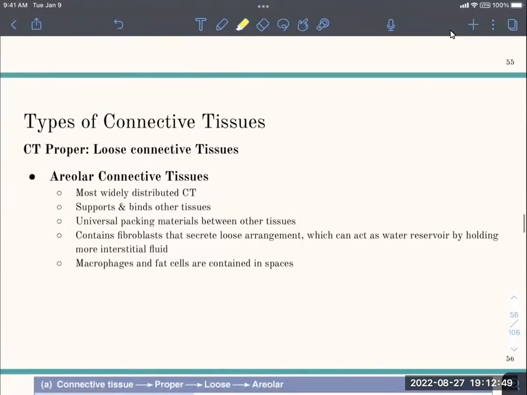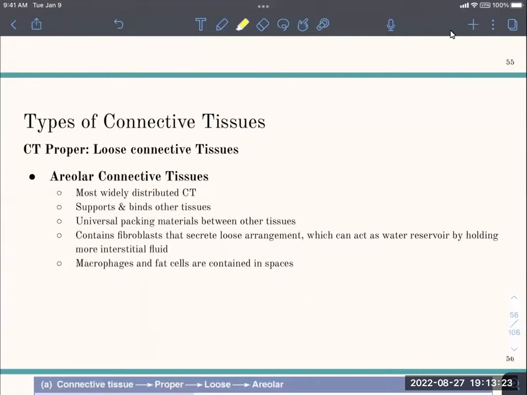Let's look at our areolar. It's the most widely distributed throughout the body. It's used to support and bind to other tissues. It's packing material. So if you think of when you're packing to move, you're packing your plates in the kitchen or something, it's used to fill in those empty spaces between the plates to help protect them.